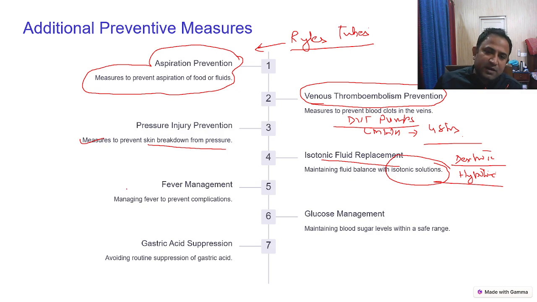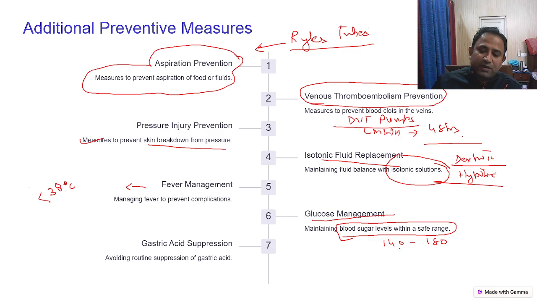Fever management. Fever has been shown to have increased mortality and deleterious effects on the individual. Hence, by judicious use of antipyretics like paracetamol, please keep the temperature below 38 degrees centigrade. Glucose management. Keep the blood glucose within a safe range, and you should individualize it for every individual.